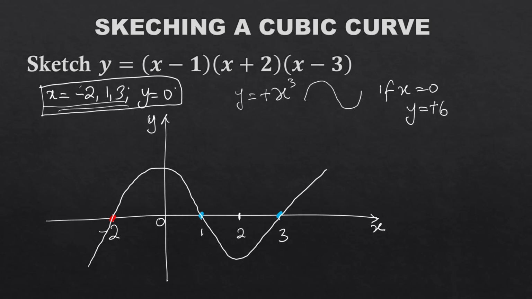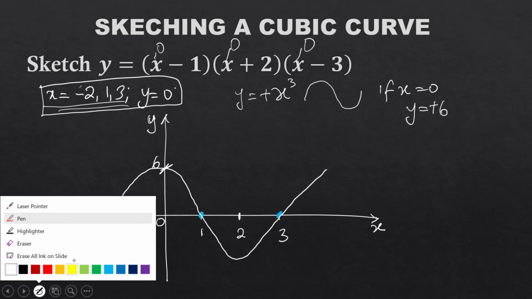You know how I got that? If you put 0 in this place, 0 in this place, 0 in this place, this is going to be -1 times 2 times -3. The answer is going to be +6. That means this is where the curve is going to cut the y-axis. So this place is 6. But there is a problem here.